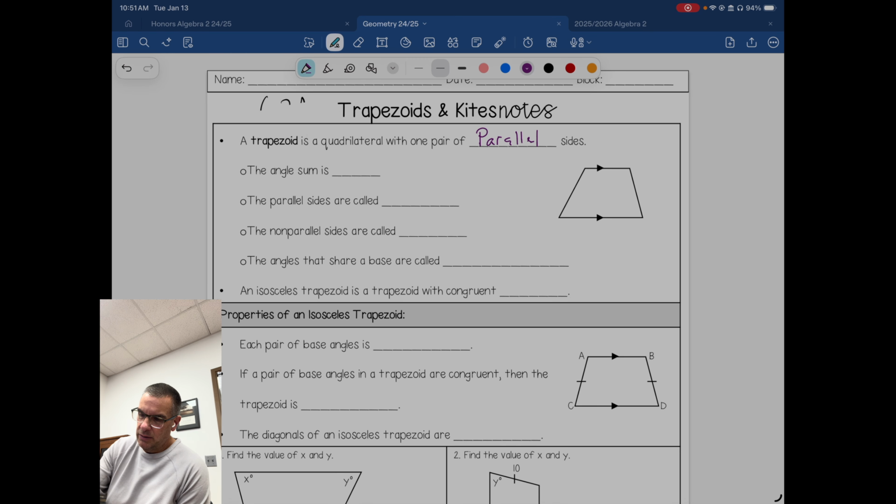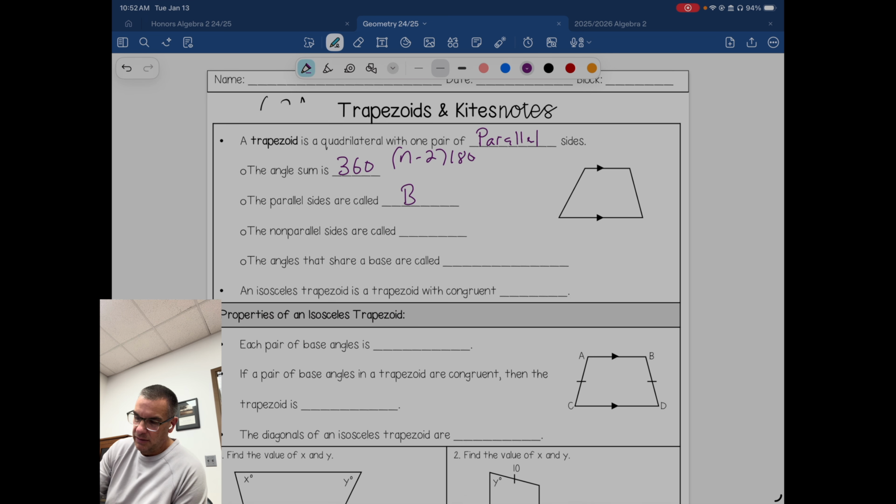Because it's a quadrilateral, the sum of all of the interior angles has to be 360 degrees. We talked about that the other day. It's the number of sides minus 2 times 180. So 4 minus 2 is 2. 2 times 180 is 360. So if I add all of these angles up, they have to add up to 360 degrees because it's a quadrilateral.